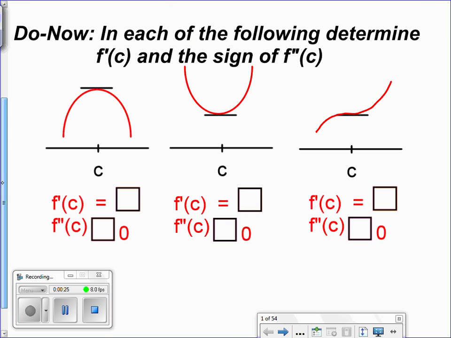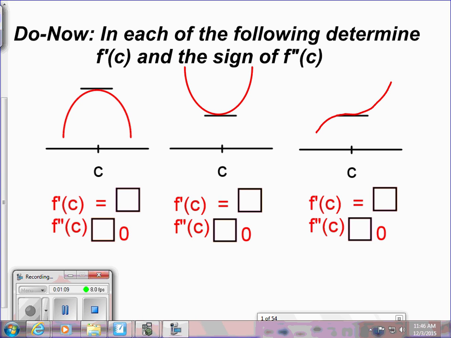Okay. So today, for the do now, I have these 3 cases here. For each one, the red is the actual function, and I've drawn in the tangent line at C. I want you to tell me what f prime of C is equal to in each case, and also tell me something about the second derivative at C. I'm looking for a greater than, a less than, or an equal to 0. So just looking at what you have, tell me what the first derivative is, and then tell me if the second derivative is greater than 0, less than 0, or equal to 0 in each of these 3 cases. You got it? Pause time.